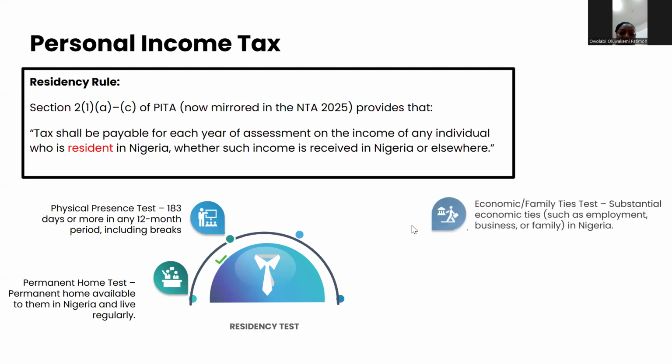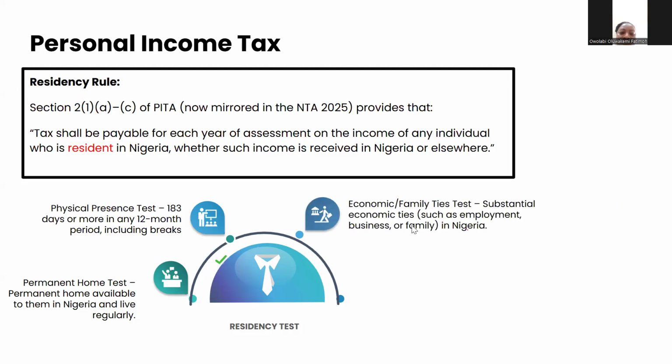The third one is the economic or family tie test. You have substantial economic ties such as employment, business, or family in Nigeria. Then the residency rule applies to you. Then the personal income tax rate, as was discussed by my colleague Joy, applies to you.